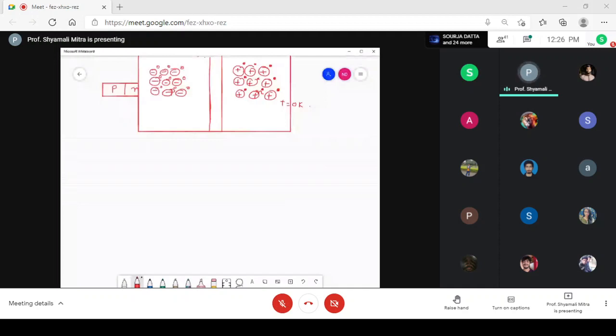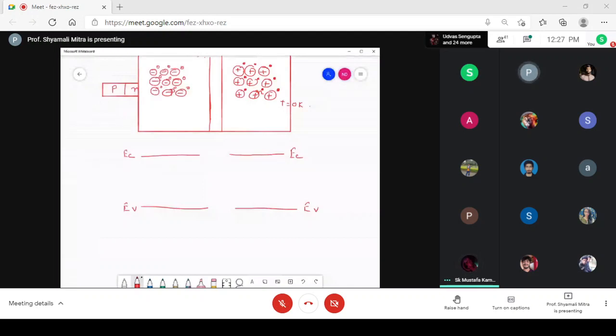So this is the conduction band, EC. This is EV. Here also, this is EC, EV. And now at T equal to 0 K, what is expected to happen? Ma'am, no excitation, so everything should be in the valence band.